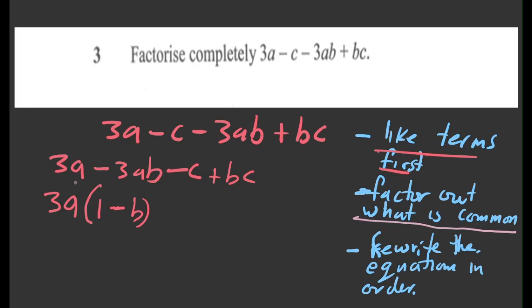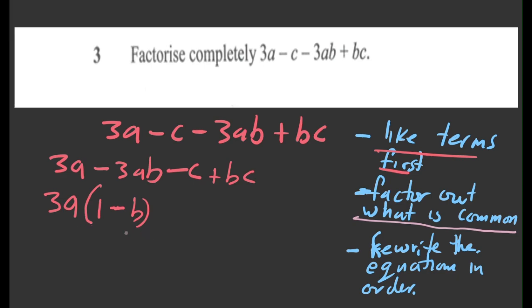So let's continue. So this makes sense. 3a multiplied by 1, you get 3a. And this 3a multiplied by b, you get 3ab. So this is the concept that you don't want to forget. So this is very, very important.